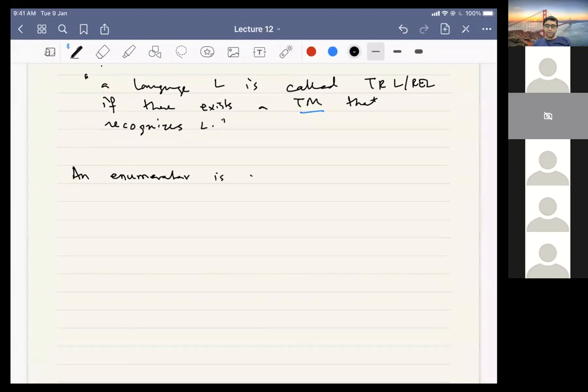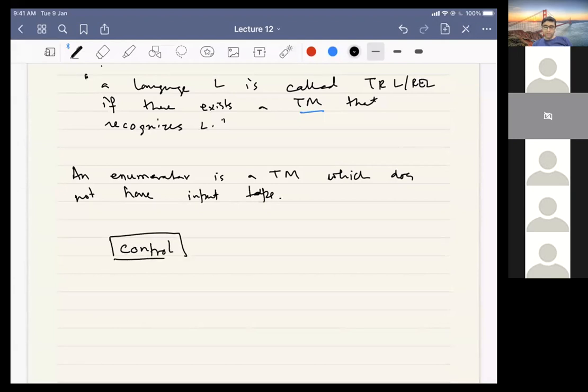An enumerator is a Turing machine, okay, which does not have an input tape. Many different authors define it differently. So how can we define it? Let's say it is an enumerator. So we have a control. This control actually controls the machine, what state the machine is in right now, and so on and so forth.